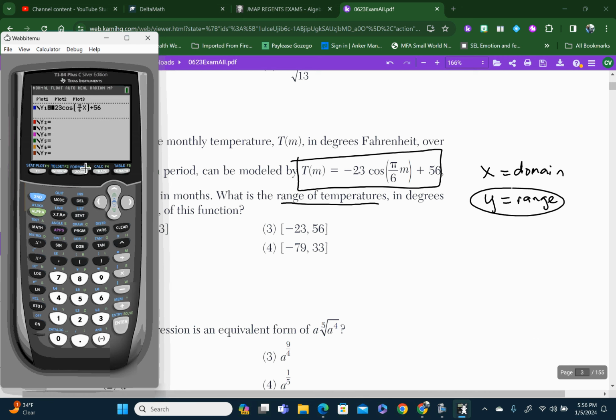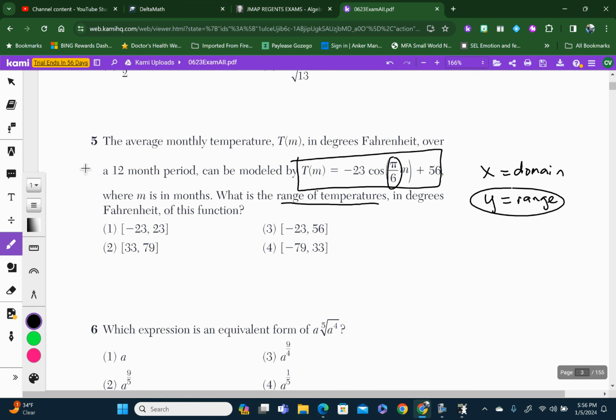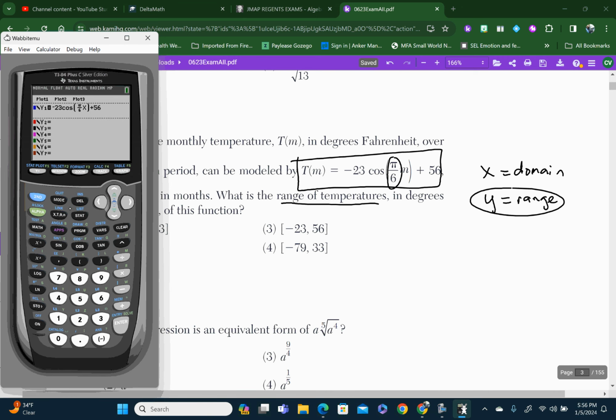Since we have pi over 6, we're going to keep our mode in radians. 90% of the time, your mode can be in radians, but I'll tell you when we have to go through degrees. But anyway, so again, plug it in, and then I'm going to hit graph just to kind of see what my range is going to be.